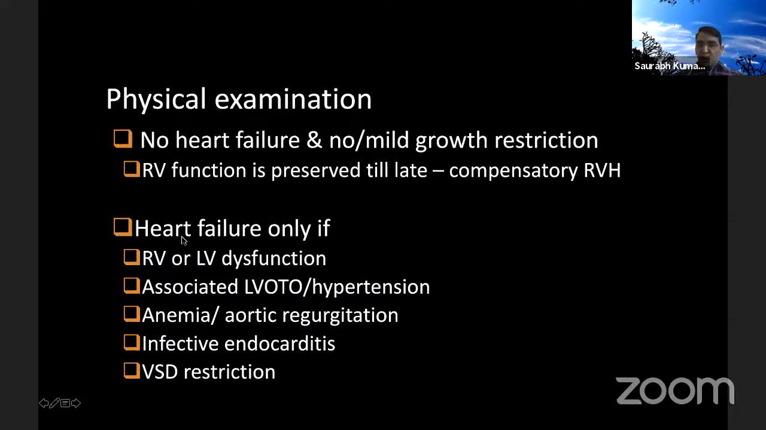These findings we know, this I have already highlighted. If you are finding heart failure in the setting of TOF, then we should be thinking of ventricular dysfunction, associated hypertension, anemia, aortic regurgitation, infective endocarditis, or VSD restriction.